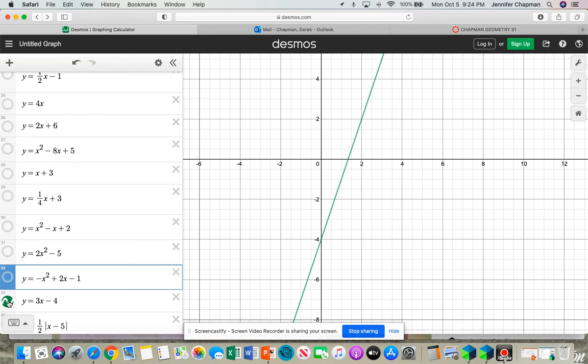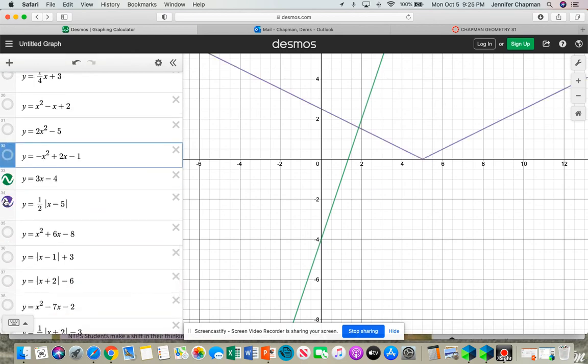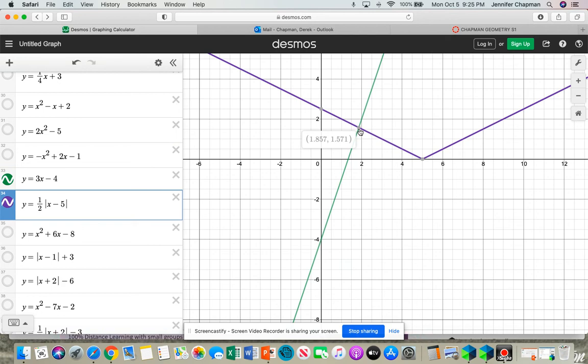Number 25, 3x minus 4. So that is going to be my green function. And then 1/2 times the absolute value of x minus 5 is the purple function. Here's the one part where they cross, at x equals 1.857.